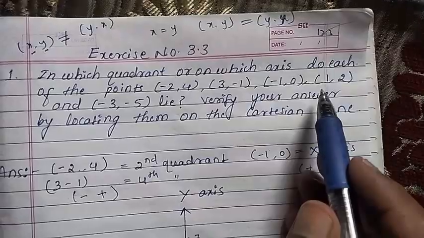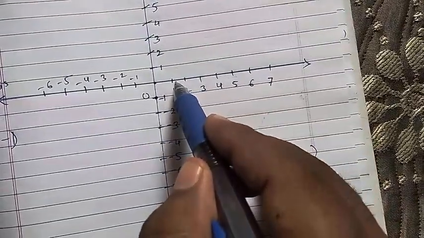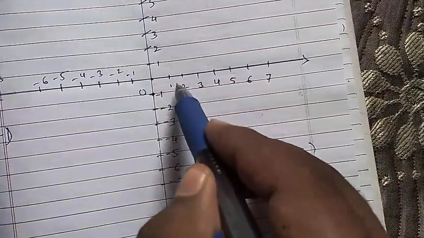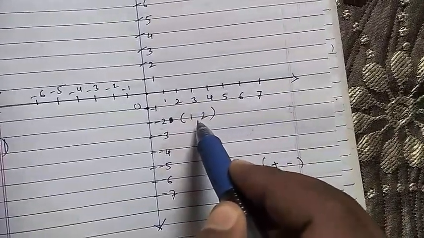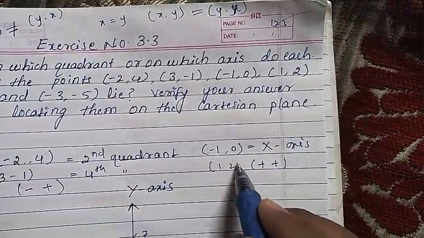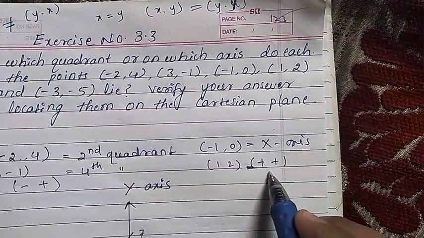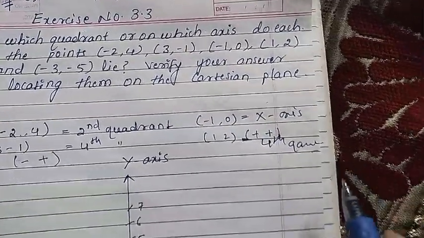Clear? Now next one is (1, 2). Both are positive. x is 1 and y is 2. Plus plus means which quadrant here? First quadrant. Correct? Now see (1, 2), which quadrant here? First quadrant. Clear?